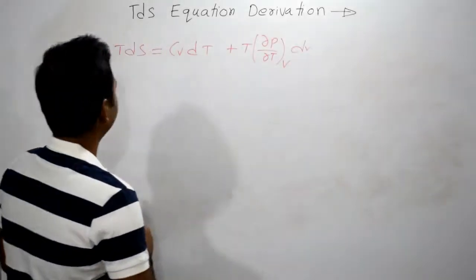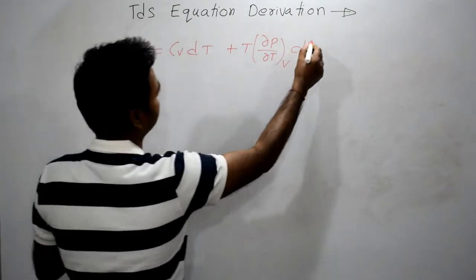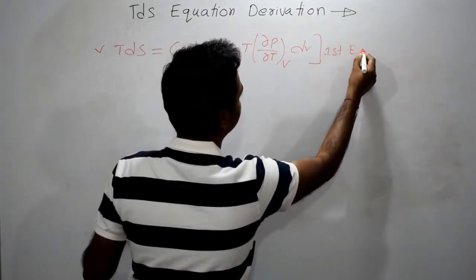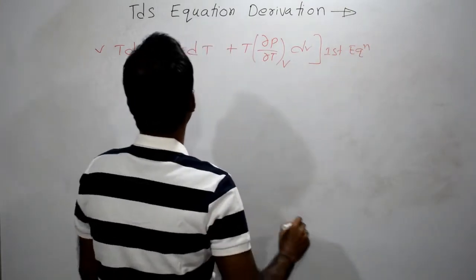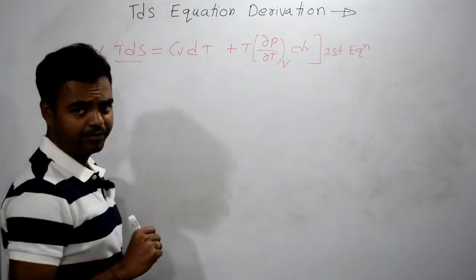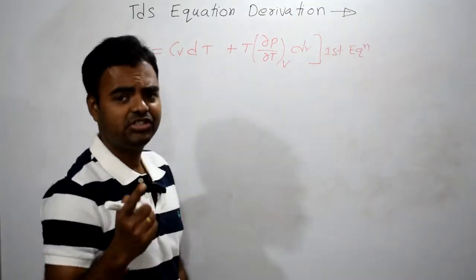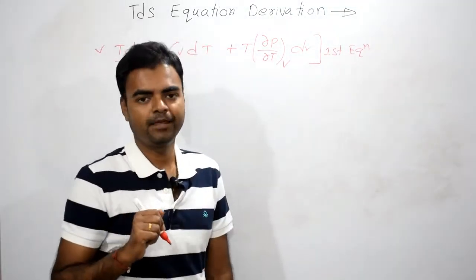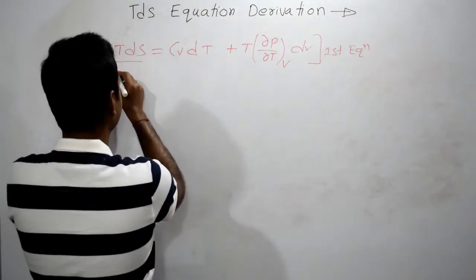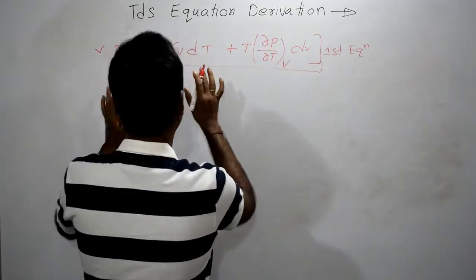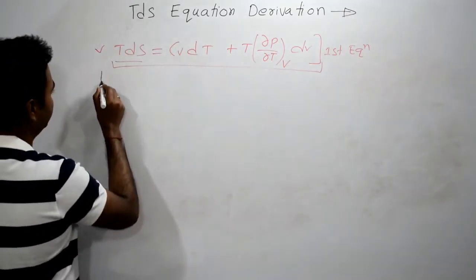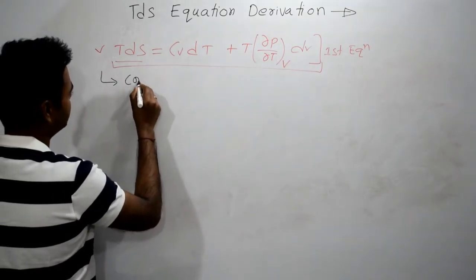So maybe you know this is TdS first equation. Now here you can see TdS, right? Here T is temperature, and dS is the change in entropy. So from the very scratch we'll derive this equation. I will tell you each and everything about how we got this equation. All right. So for the derivation, what do we have to consider?